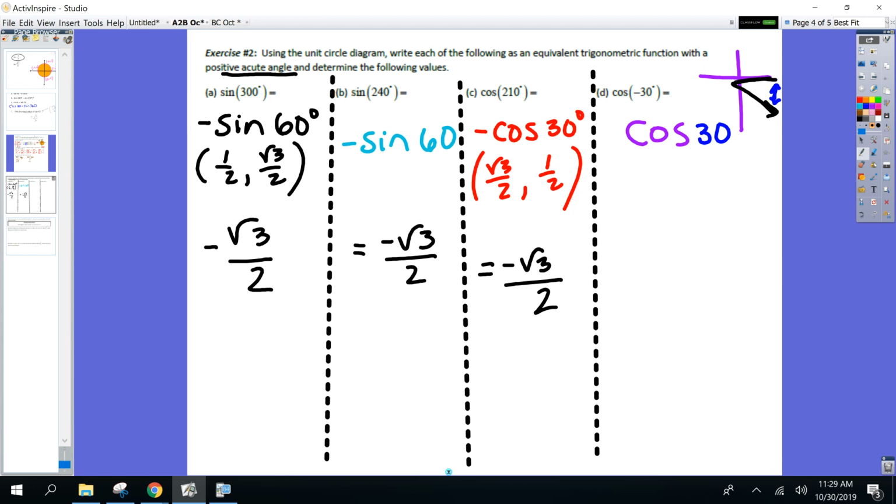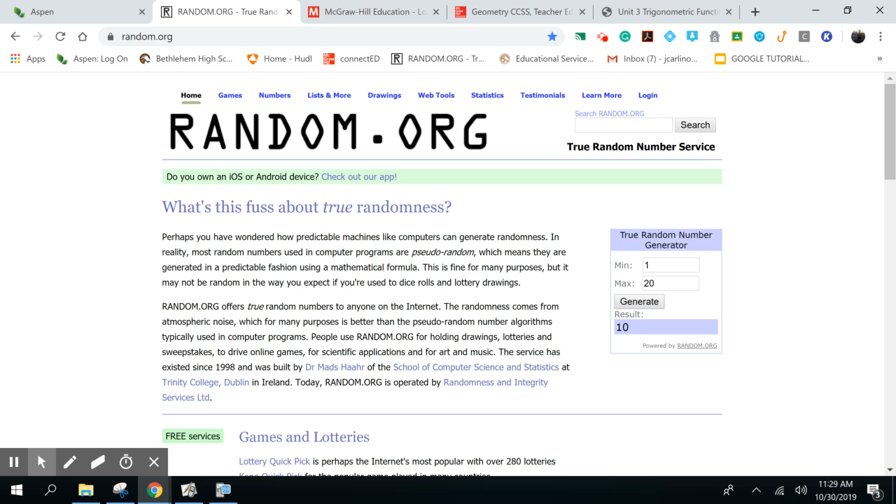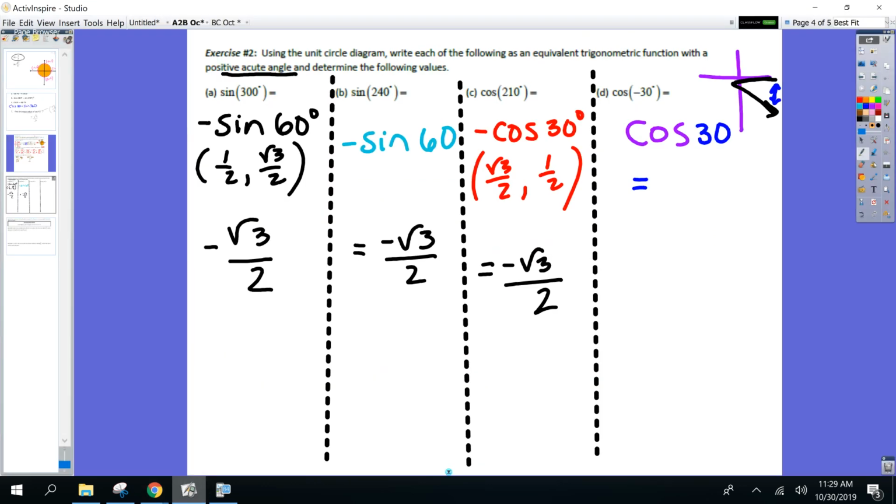I'm not even going to ask anymore. What's the value of it? You know where to go on the unit circle. Hopefully by now we know which coordinate to pick off. Cosine of 30 is equal to what? What's the coordinate at 30 on the unit circle? Radical 3 over 2, 1 half. I'm doing cosine, so do I want the x coordinate or the y coordinate? The x coordinate. Done. No negative because I'm doing cosine in the fourth.